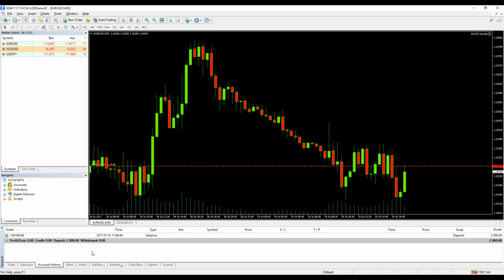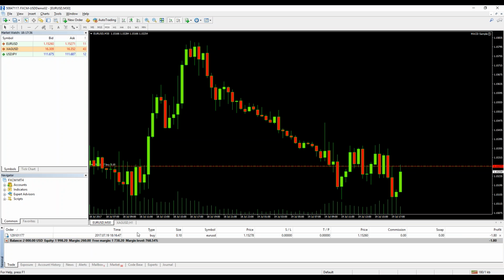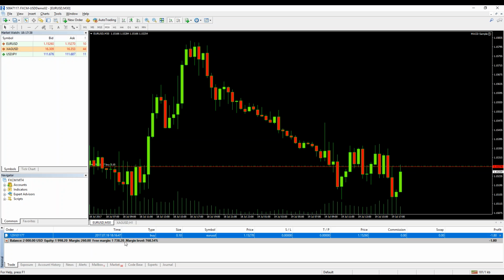So here's my trade. Okay, now as you can see, my trade is over here. It's telling me the time, the type, the size, etc.